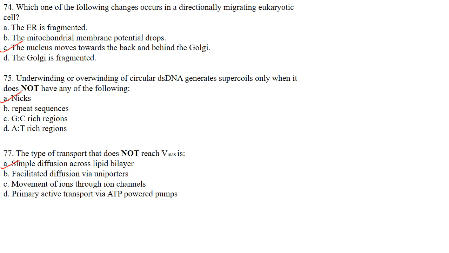Then the next one. The type of transport that does not reach Vmax is? So, it is the case of simple diffusion and facilitated diffusion. As an example, the rate of simple diffusion increases proportionately with the concentration of the diffusing substance, and in facilitated diffusion, the rate of diffusion approaches the maximum, called Vmax, as the concentration of the diffusing substance increases. So the type of transport that does not reach Vmax is simple diffusion across the lipid bilayer. Answer is option A.